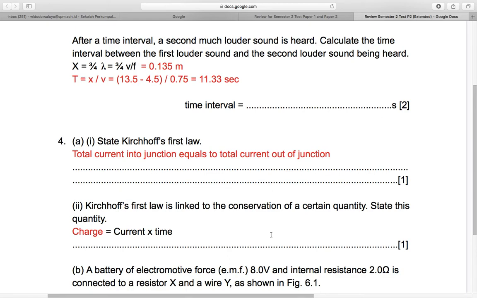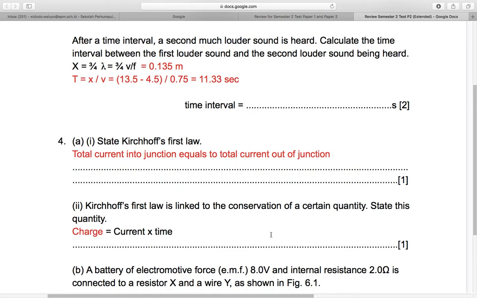Okay, question 4. Part A: State Kirchhoff's first law. This is about the flowing of current. The total current into a junction equals the total current out of the junction. It must be the same: I input equals I output.